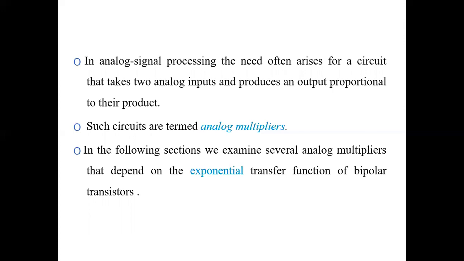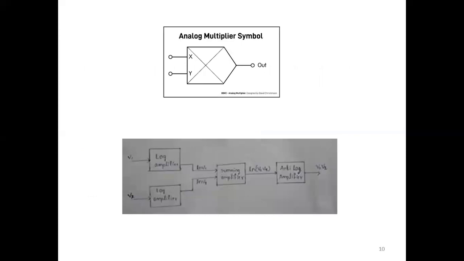In the following section, we examine several analog multipliers that depend on the exponential transfer function of bipolar transistors. That is a basic analog multiplier. Here we are using a basic model: V1 is given to a log amplifier and V2 is given to a log amplifier. These are given to the summing amplifier, that is log of V1 plus log of V2. If you give this to the anti-log, it will be V1 into V2. So that is the concept of analog multiplier. It has log amplifier systems internally.